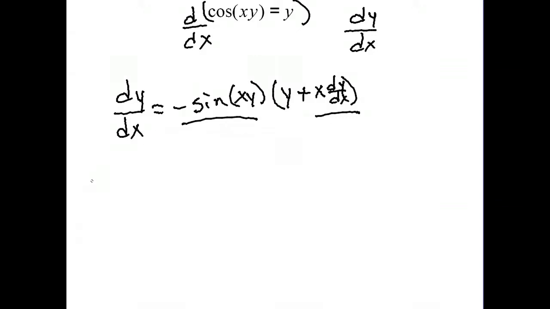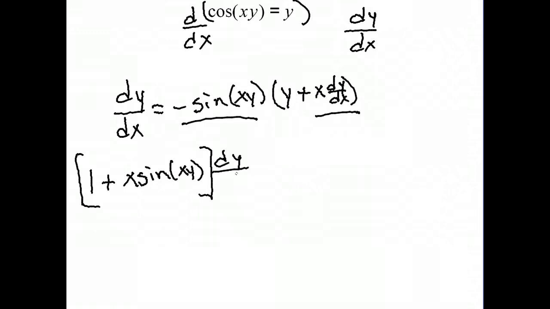So this is going to be a 1 plus x sine of xy times dy dx is equal to, what do we have left over? Well, this product of negative sine xy times y. So that's a negative y sine xy. Now, I know I skipped a couple steps there algebraically. I'm going to leave it up to you to make sure that makes sense with your own way of thinking.